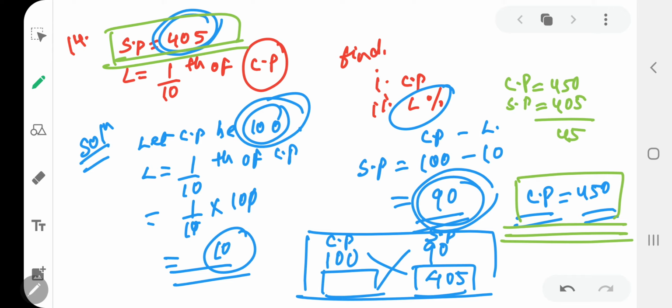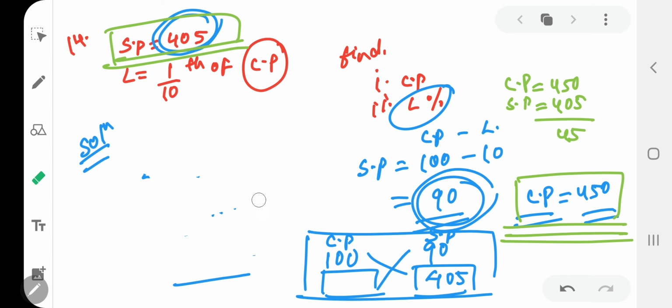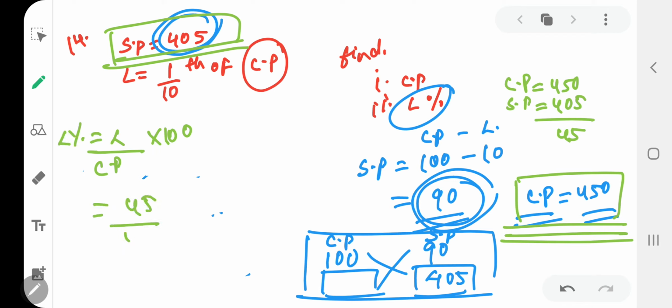And once you got the loss, you know how to find the loss percent. How will you find the loss percent? It is loss upon CP into 100. That means loss upon CP into 100. That is your loss percent. So that will be 45 upon 450 into 100. And your answer will be 10%. Isn't it easy? Yes.